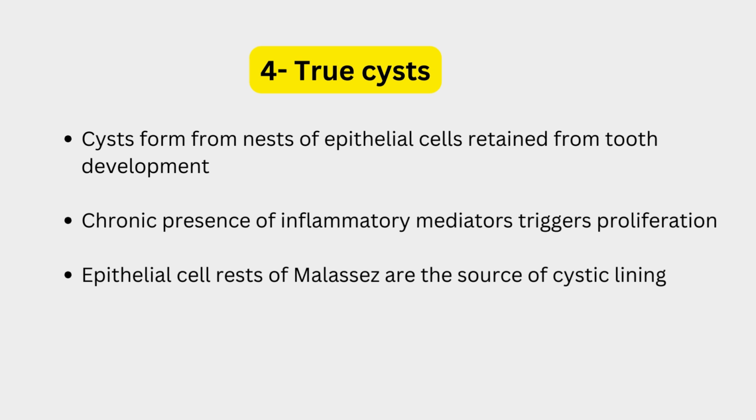True cyst is one of the etiologic factors of post-treatment disease. Periapical cysts form in the periradicular tissues when nests of epithelial cells, retained from tooth development, begin to proliferate due to the chronic presence of inflammatory mediators. These epithelial cell rests of Malassez are the source of the epithelium that lines cystic walls. Cyst formation may help separate the inflammatory stimulus from the surrounding bone.